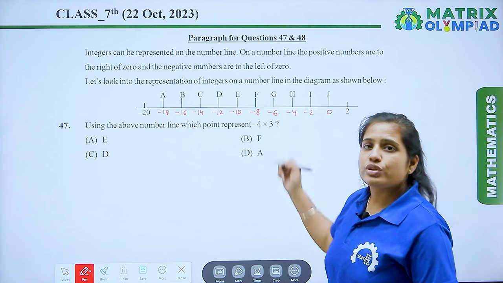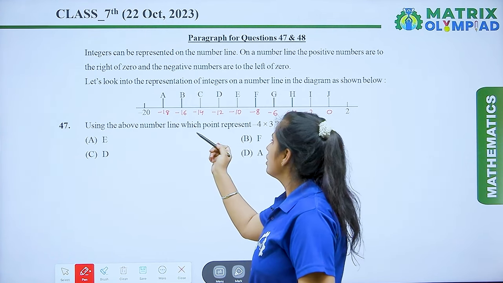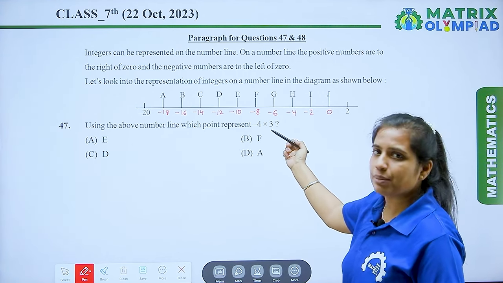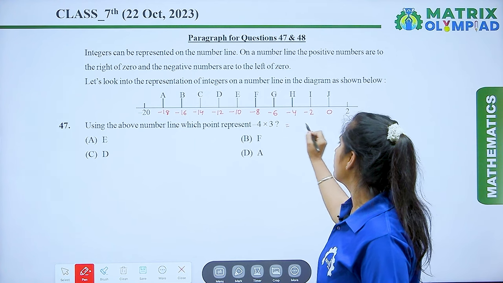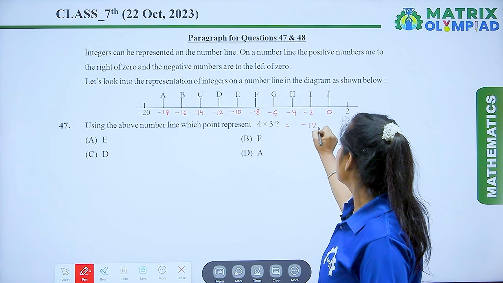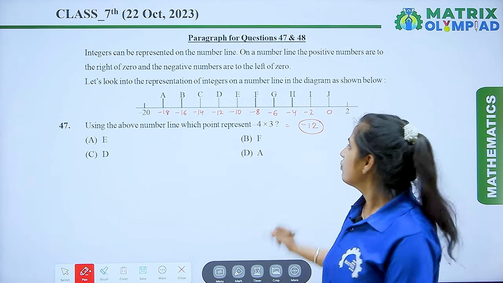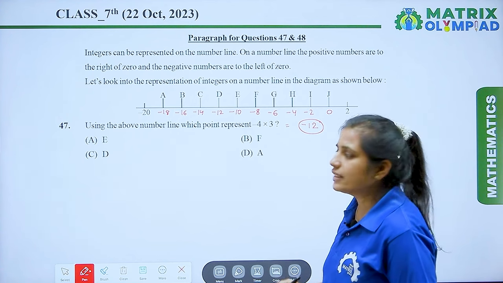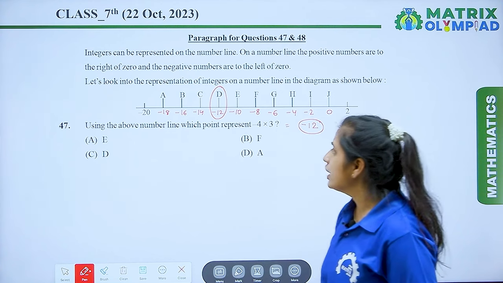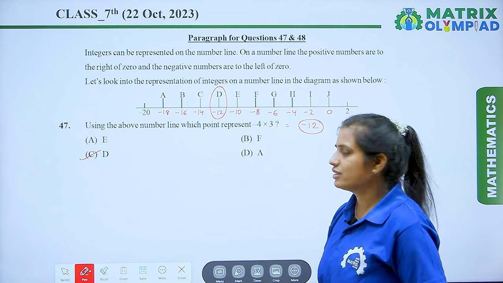So, using this information, we have to find out which represents negative 4 multiplied by 3. Negative 4 multiplied by 3 is minus 12. So here we have to find out the point on which minus 12 is placed. So here negative 12 is placed on point D. So here option D is the correct answer.